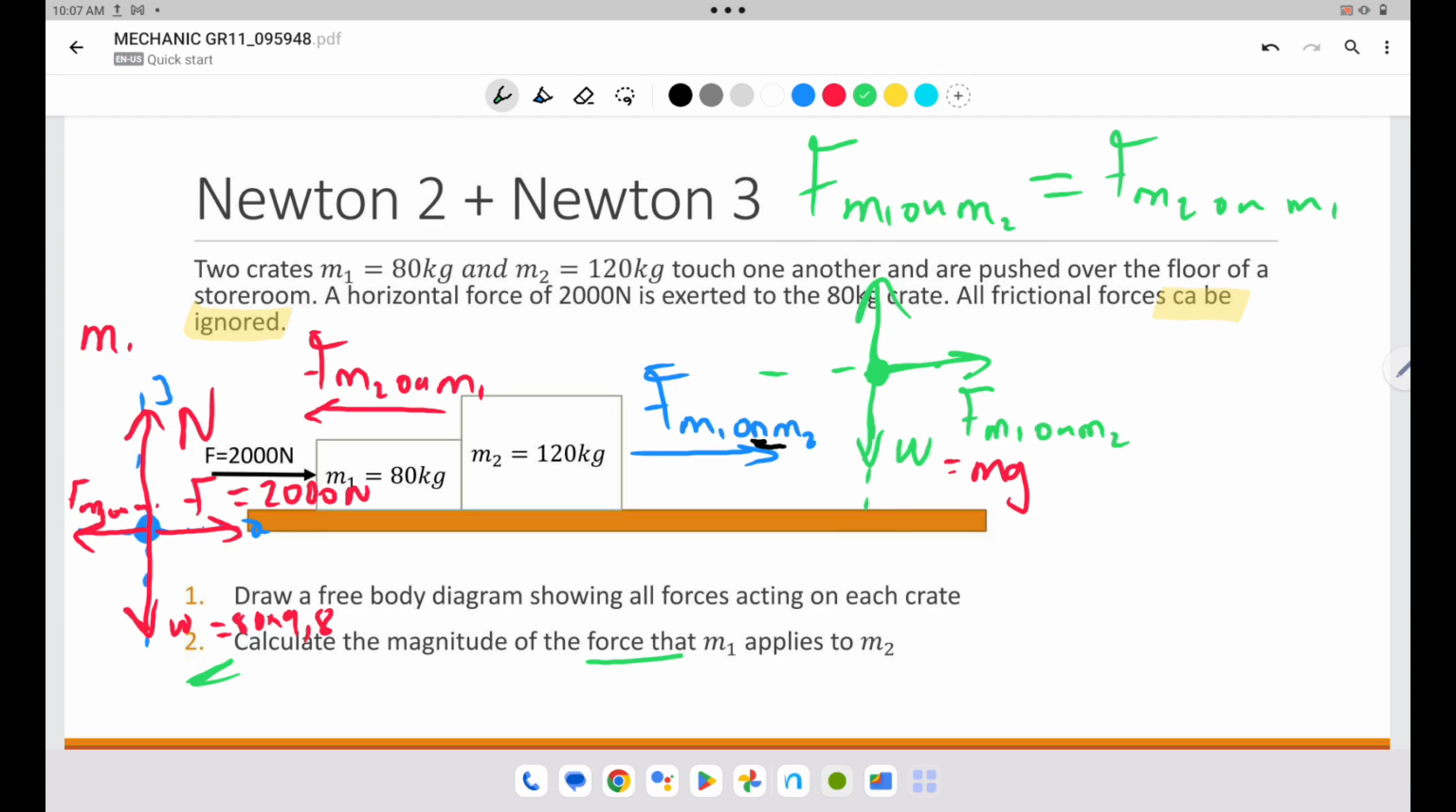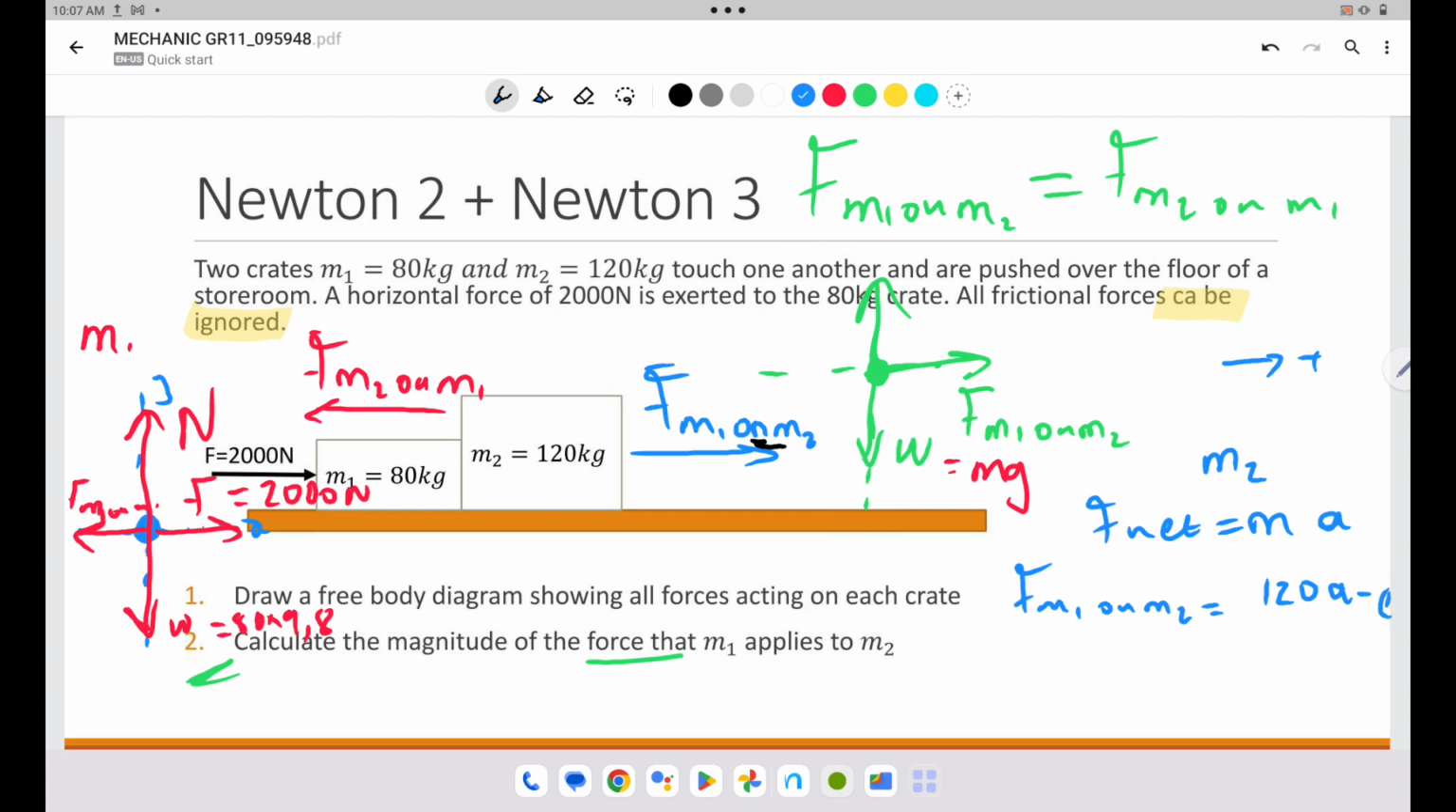The formula that can already come to mind when we are asked to calculate a force is F net equals MA. Because we have two bodies, we are going to write Newton's second law for each body. I'm going to start with M2. For M2, along the horizontal direction, we only have Fm1 on M2. I'm going to take right as positive. So we have Fm1 on M2 equals the mass, which was given to us as 120.